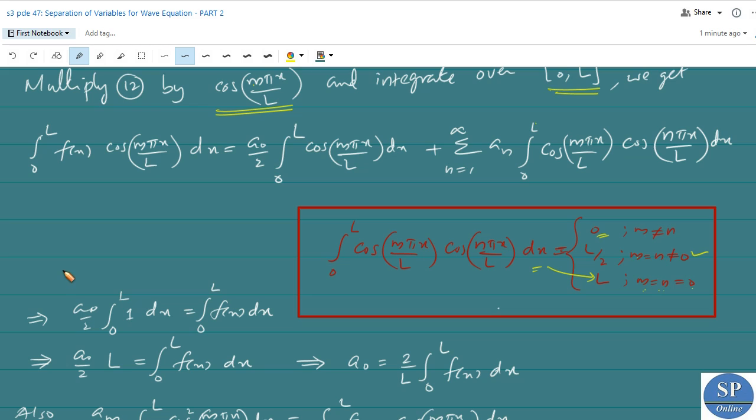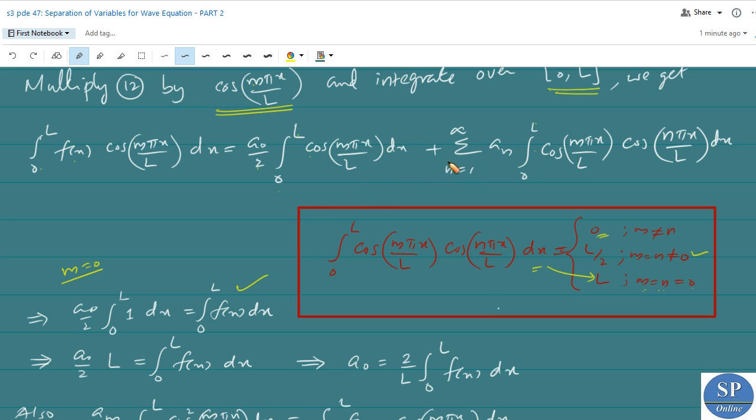So when m equal to 0, we have this integral 0 to L f of x into cos 0, which is 1, dx, is equal to a naught by 2 into integral 0 to L cos 0 dx, that is integral 0 to L 1 dx. Okay, this is when m equal to 0. So we have in that case it will be 0.